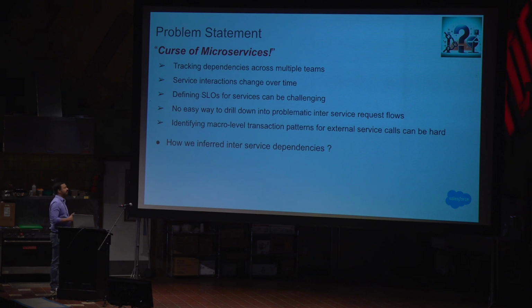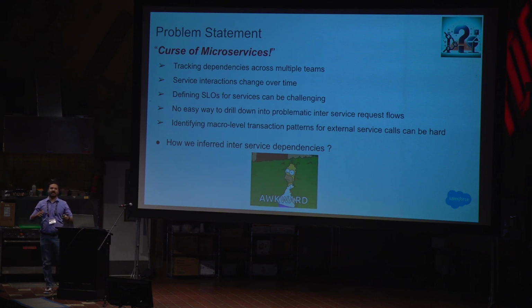Now, how did we infer service dependencies? This is awkward to say the least. So we have a repo where a service owner would come and say, this is my service and I take dependencies on these services. You can quickly see the problem with that, right? It gets outdated pretty quickly and is often not representative of what's actually happening in your environment.